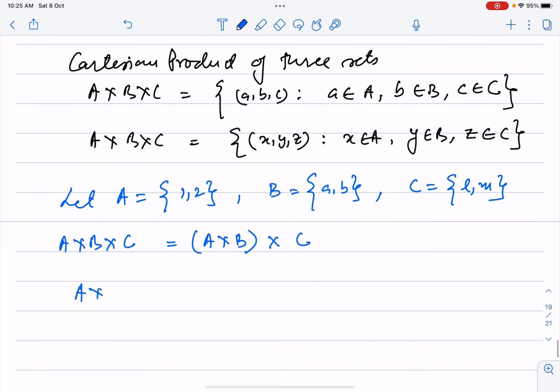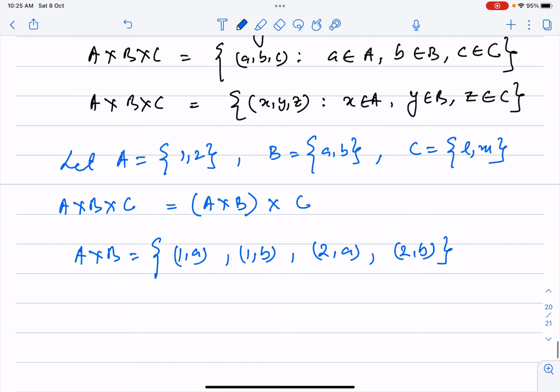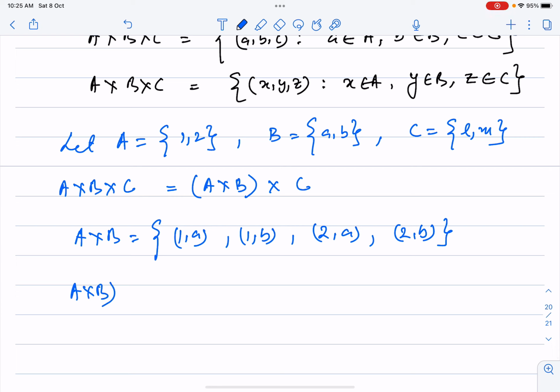Now A cross B is equal to: 1 can be attached with a, or 1 can be attached with b, 2 can be attached with a, 2 can be attached with b. This is A cross B. Now A cross B cross C. So what we will do, this (1, a) can go with l, (1, a) can go with m, similarly (1, b) can go with l, and (1, b) can go with m.